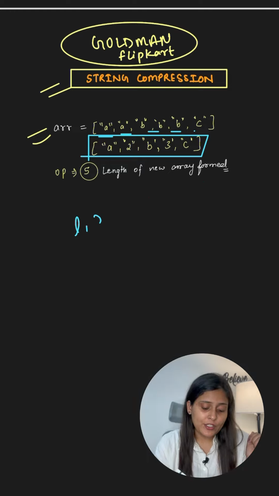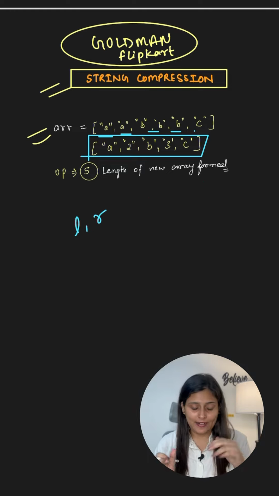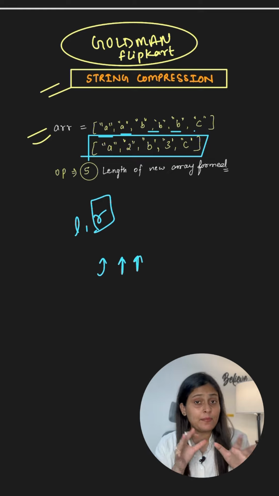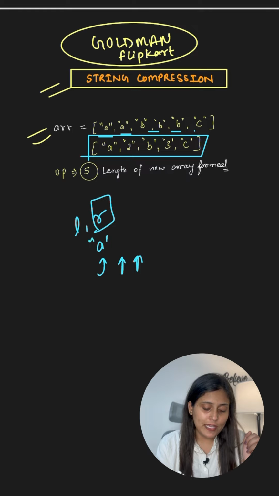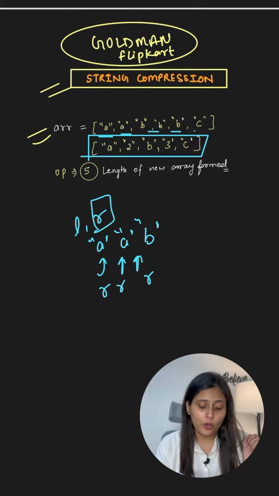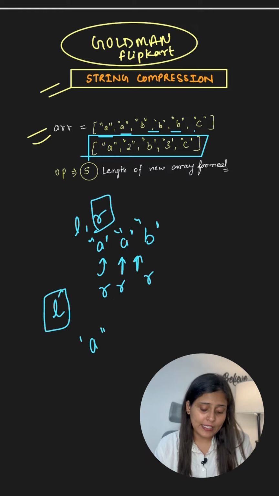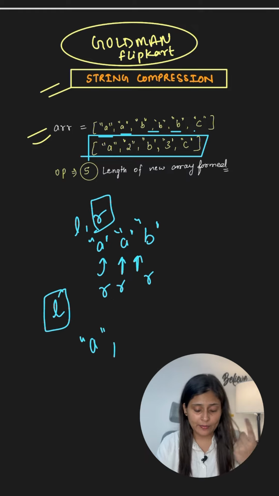We can start with 2 pointers, let's say left and right, and I will keep moving the right pointer until I find the same character. So for A, once I find A, I will move my right pointer until I find only A. Once I find another character, I will stop R there, and I will have the left pointer also, and in the left pointer I will keep my value and increment it.